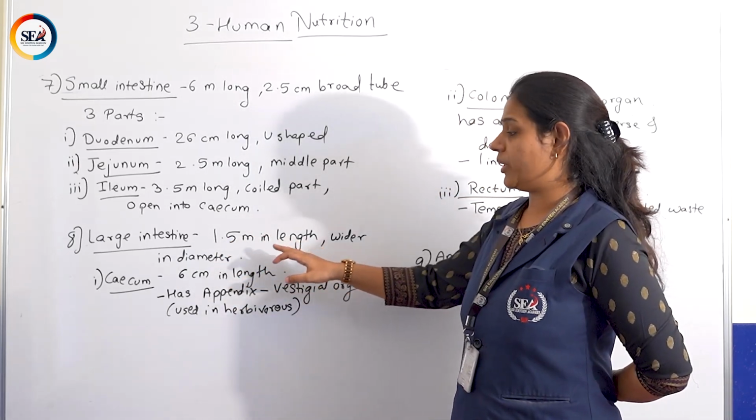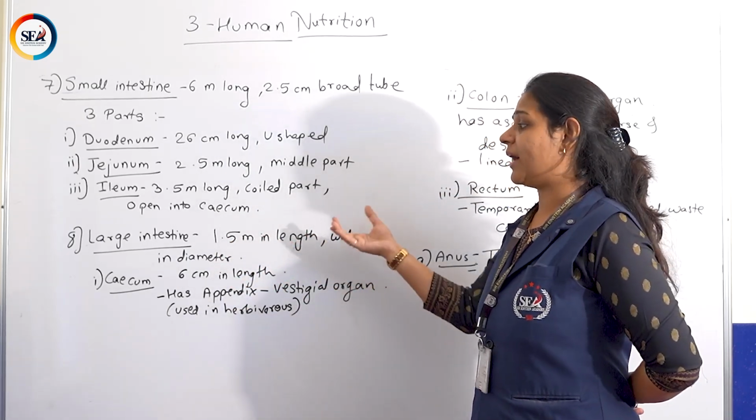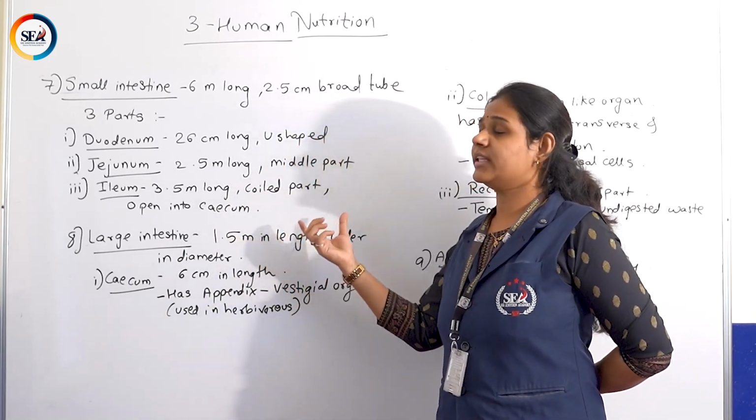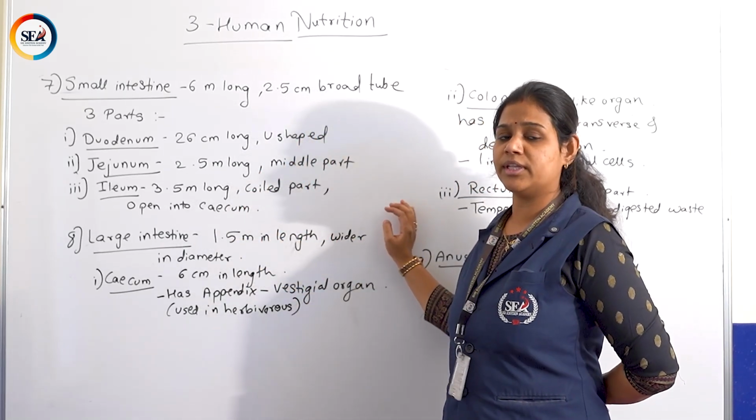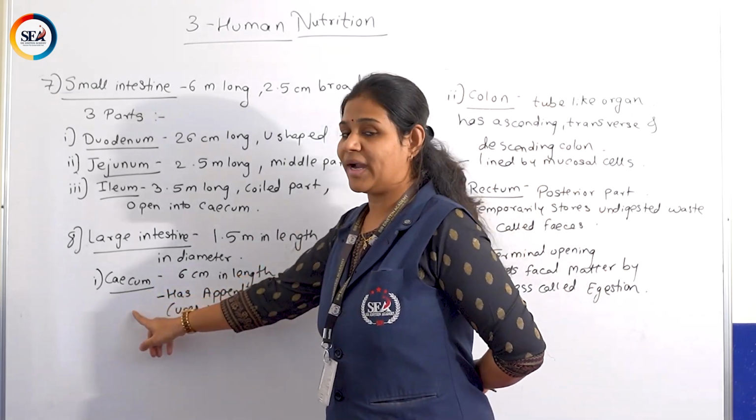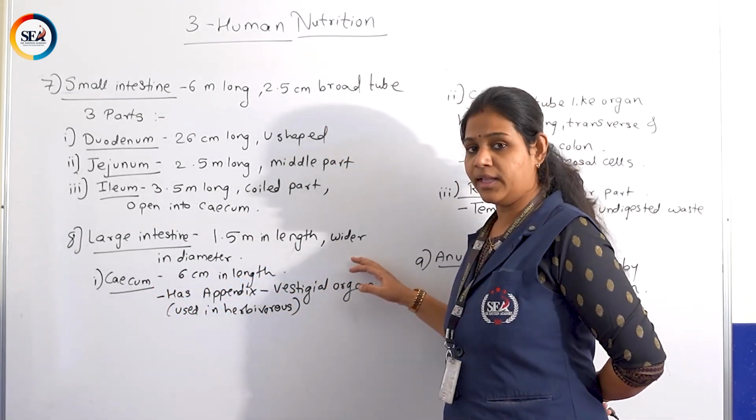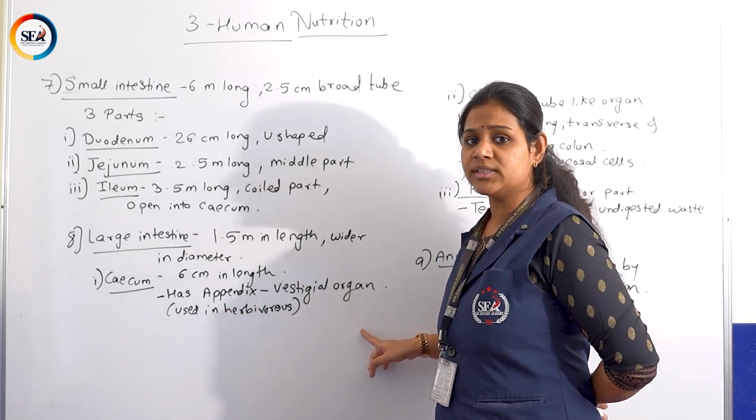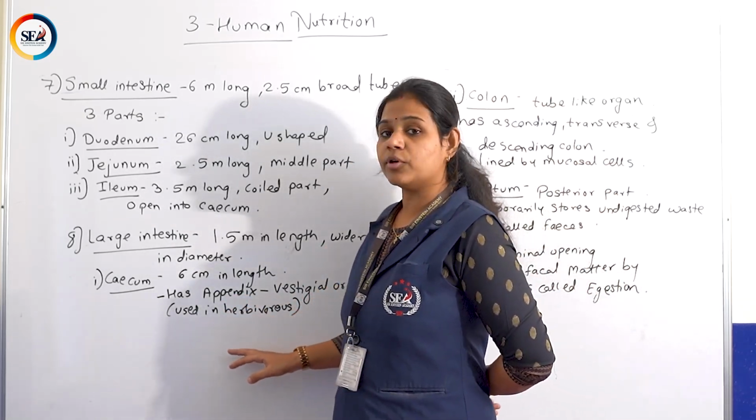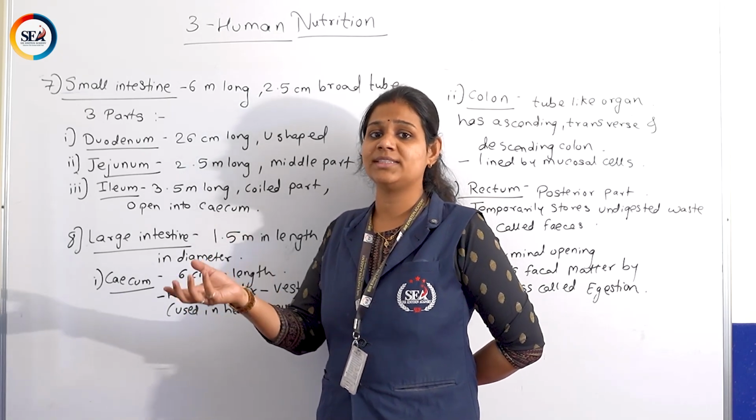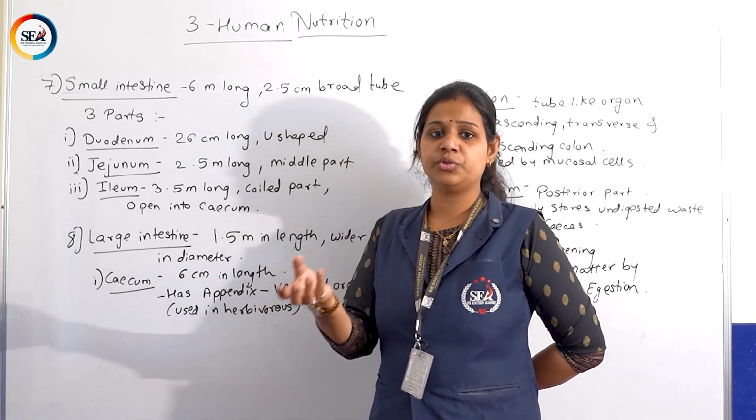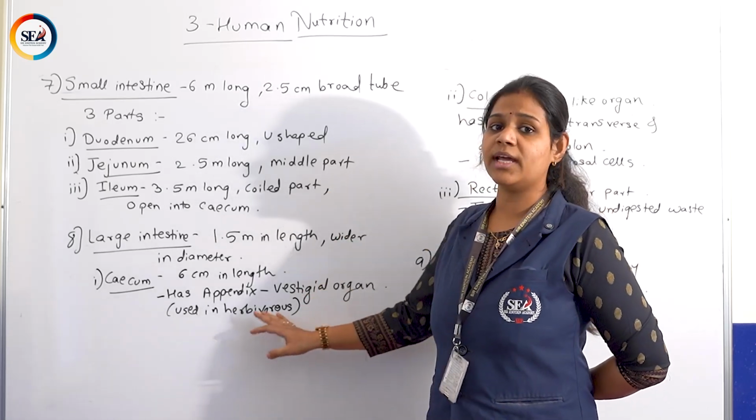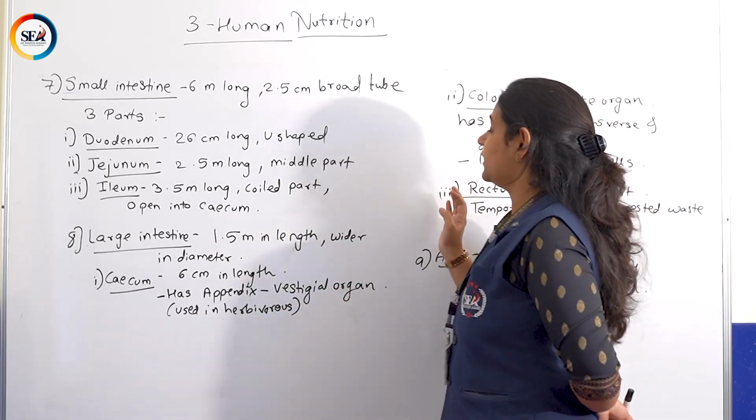The large intestine is 1.5 meters in length. It is usually wider in diameter than the small intestine, but its length is overall short in comparison with the small intestine. The first part is the cecum, which is 6 centimeters in length. It has the vermiform appendix, which is a vestigial organ in humans, but it is used in herbivores for digesting cellulose. The plant cell wall is usually made up of cellulose, and to digest that, herbivores use their appendix. The next part is the colon.